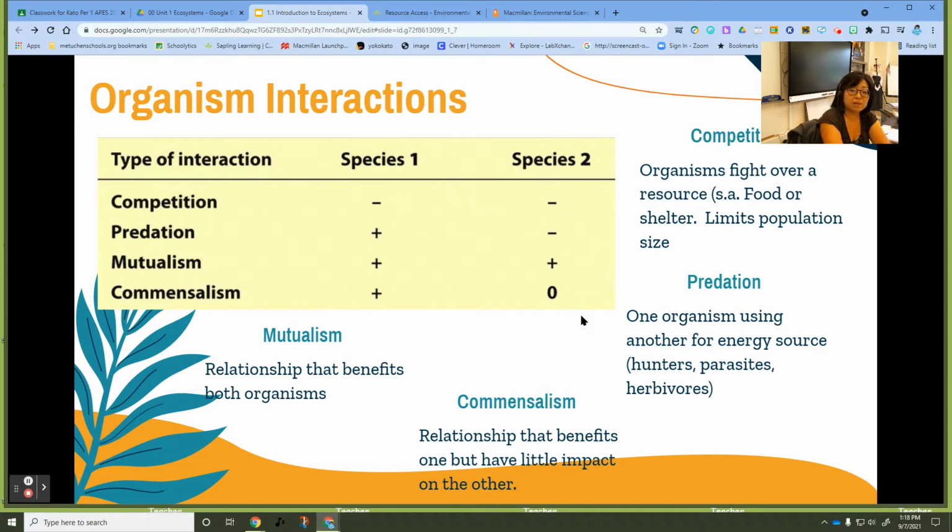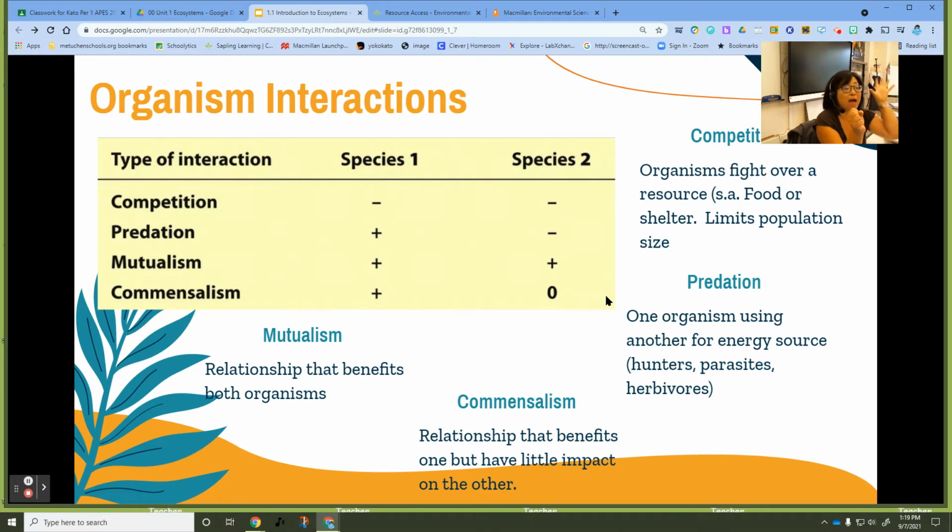This just explains what the interactions are in terms of benefits, and whether they're negatively or positively affected by each other's presence. So in a competition, you have two species. Remember, these are populations, though. You're not really talking about individuals competing, or individuals doing things. You're talking about it from a population level. When you have two populations or two species competing, they're both negatively affected by each other's presence.